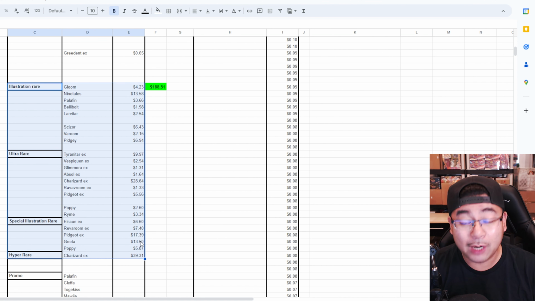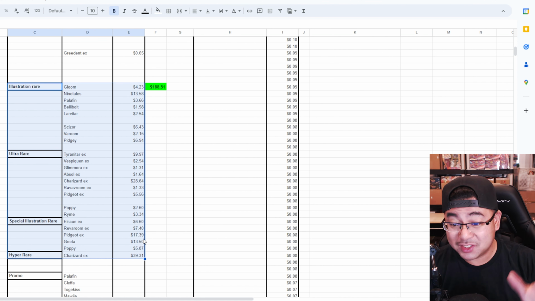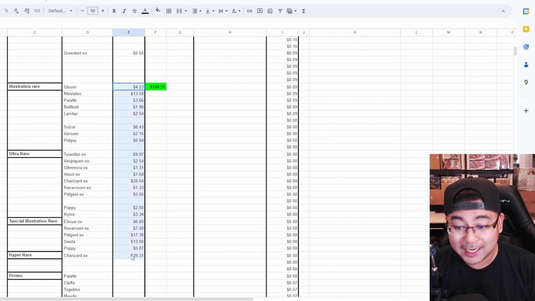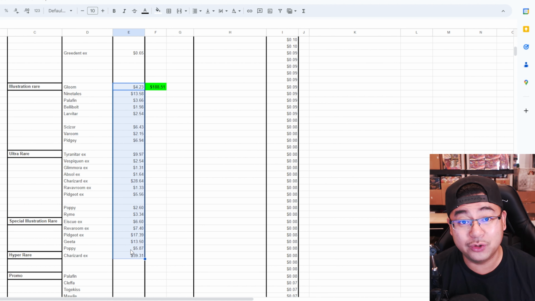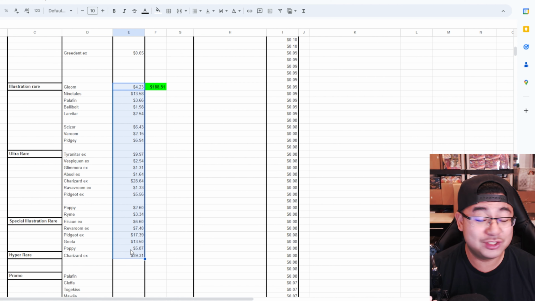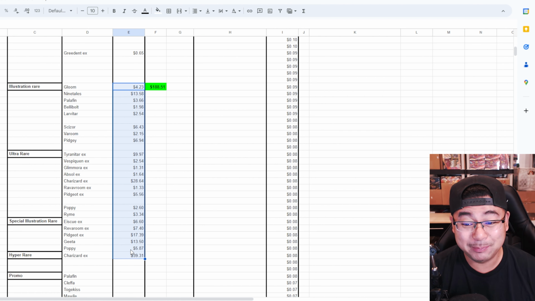Now we can just watch the market. Once it starts dipping and stabilizing, we're gonna start buying these other cards. I could tell you the price of these illustration rares just decreased. I was looking at it today and I was like, it's still too early to be buying single cards.